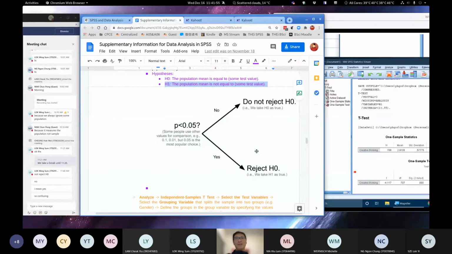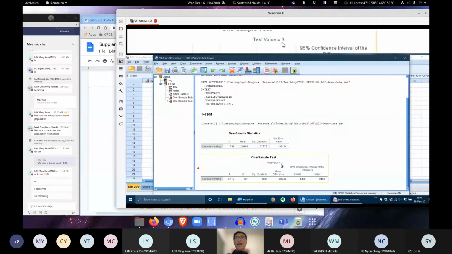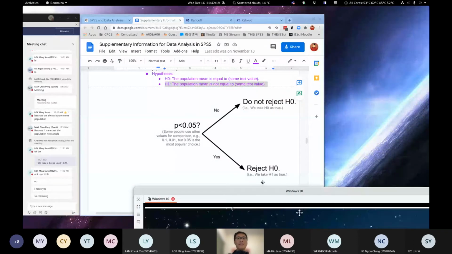So in our first test here, we are using 3 as the test value, and the conclusion as told by SPSS is that no, SPSS does not think that the population mean is equal to 3 because it thinks that it is too far away. So the conclusion is that the population mean is not equal to 3. But what if we use another test value?